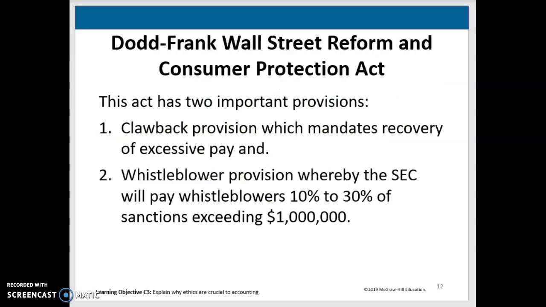The next one is the Dodd-Frank Wall Street Reform and Consumer Protection Act. Those are two others that were passed by Congress, and there are two important provisions with them. The first one is the clawback provision, which mandates the recovery of excessive pay. The other one is the whistleblower provision, through which the SEC will pay a whistleblower anywhere from 10 to 30% of the sanctions that they issue that exceed $1 million. So if you're the whistleblower and you're reporting it, you can be rewarded for taking that risk.